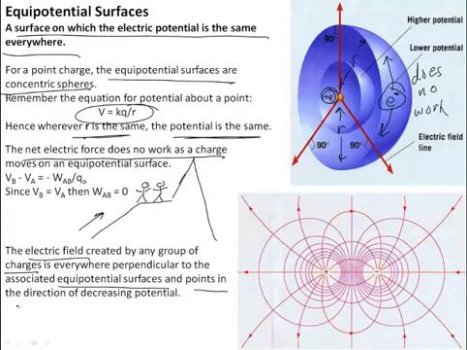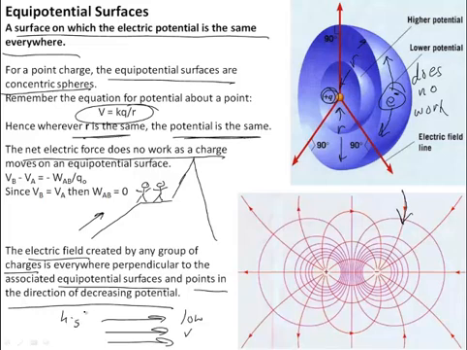The electric field created by a group of charges is everywhere perpendicular to the associated equipotential surfaces and points in the direction of decreasing potential. We already knew that electric fields point in the direction of decreasing potentials. In other words, if you've got an electric field like this, the region of low V would be here, and this would be the region of high potential. We already talked about that.